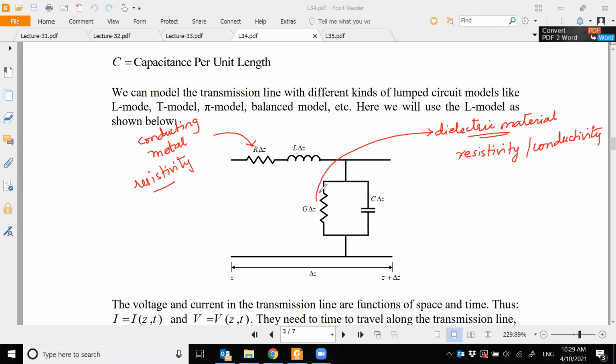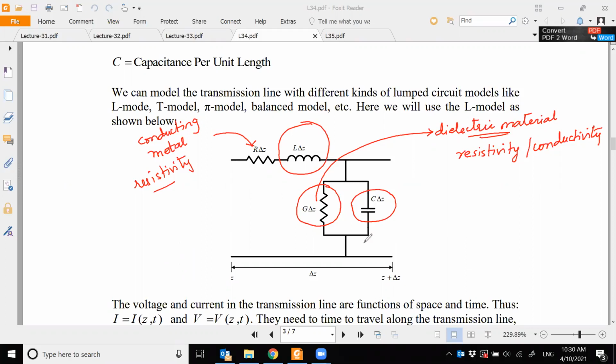And that's why the conductance is in parallel, because the dielectric material is between the two conductors, right? It is between the two conductors, which we have already seen in our previous electromagnetics and electrostatics part. That's why you have a conductance here. We have also seen that they will give the inductance. So this is how you put the different elements in this manner.